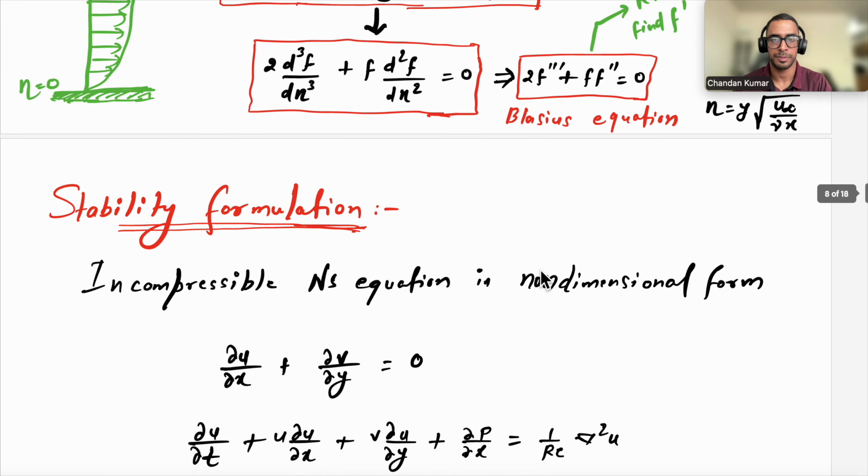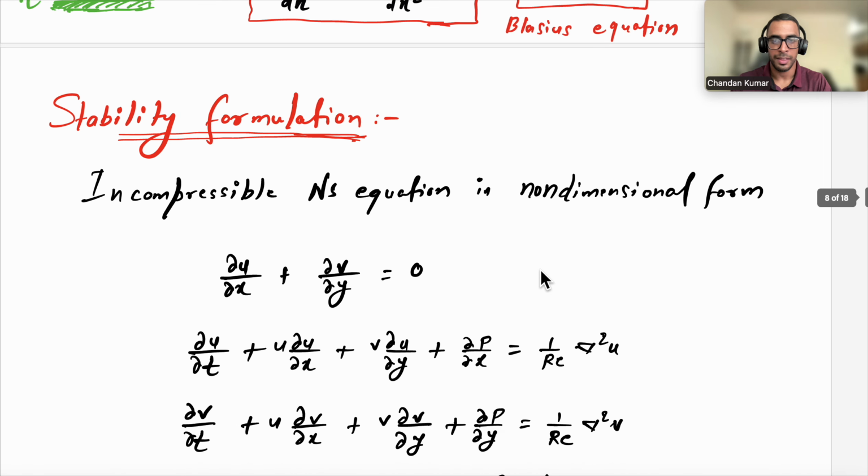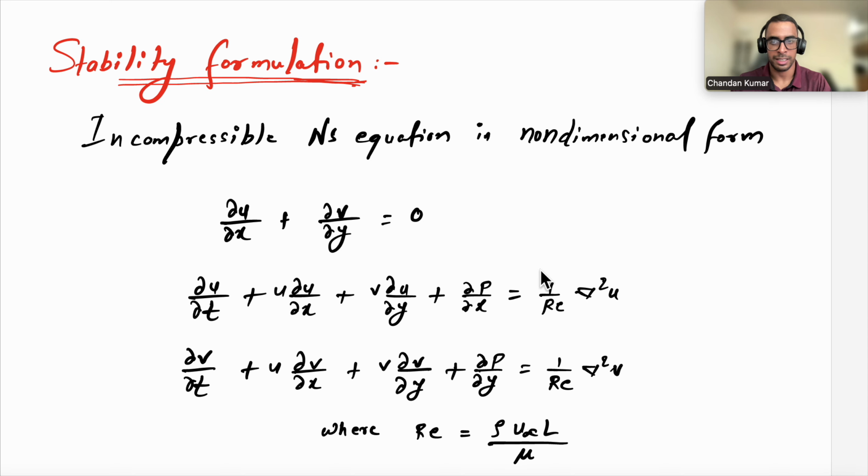We have seen the boundary layer equation that we derived. By solving that, we can get our laminar mean flow. Now here we are starting with the stability formulation. So we are doing the stability analysis for the incompressible boundary layer.